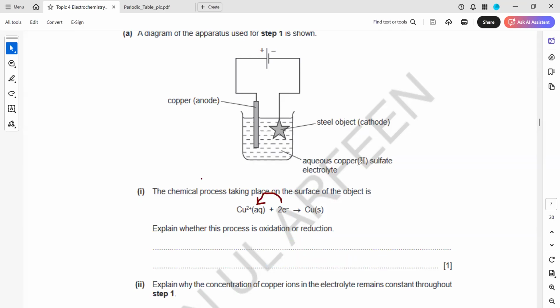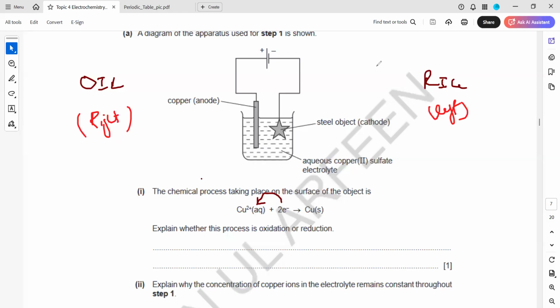How do we identify in chemistry whether it is oxidation or reduction? We know it's OIL RIG. Oxidation is loss and reduction is gain. So if you see electrons on the right hand side, it means this is oxidation. If you see electrons on the left hand side of the equation, it means it is reduction, or a gain.